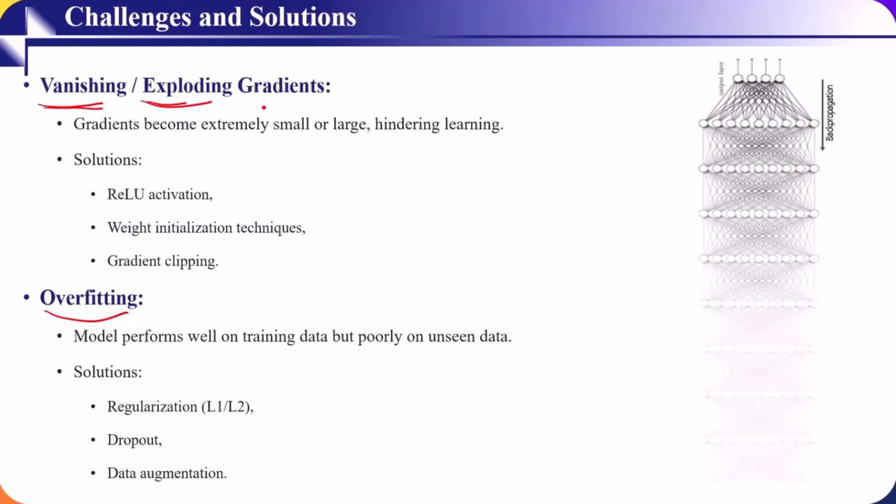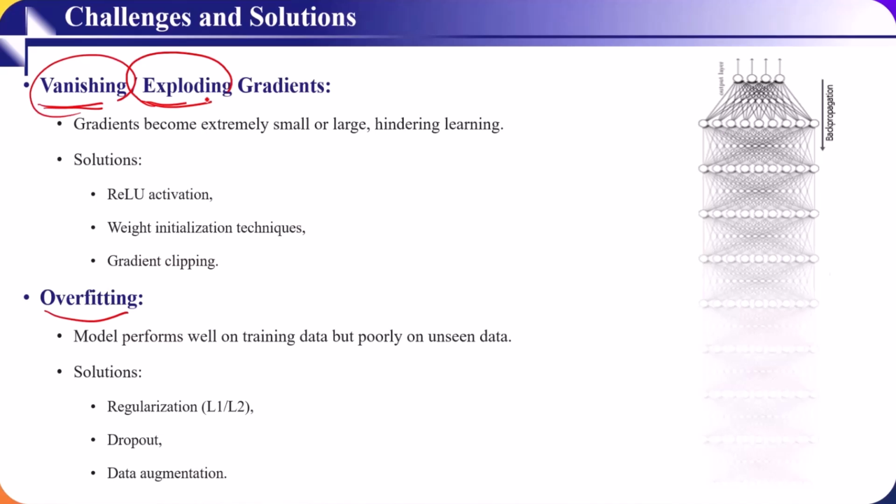In this process of backpropagation, gradients that are used to indicate how much the loss function changes with respect to the weights can become either extremely small, which we call vanishing, or they can become extremely large, which we call exploding. This vanishing and exploding makes learning difficult, especially in deep neural networks where we have many hidden layers. But why does such a problem happen?